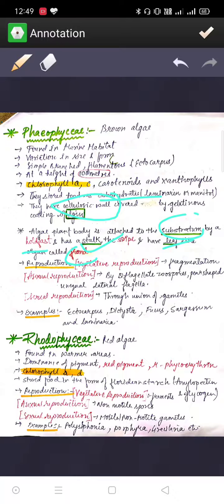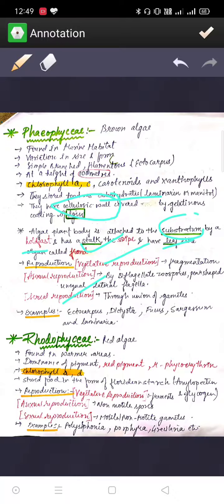The algal body is classified by these different features: it has a holdfast for attaching to the substratum, a leaf-like structure called a frond, and a stalk called the stipe. These types of features are found in the algal body. It also has three types of reproduction: asexual reproduction, vegetative reproduction, and sexual reproduction. Examples of this type of algae are Dictyota, Fucus, etc.